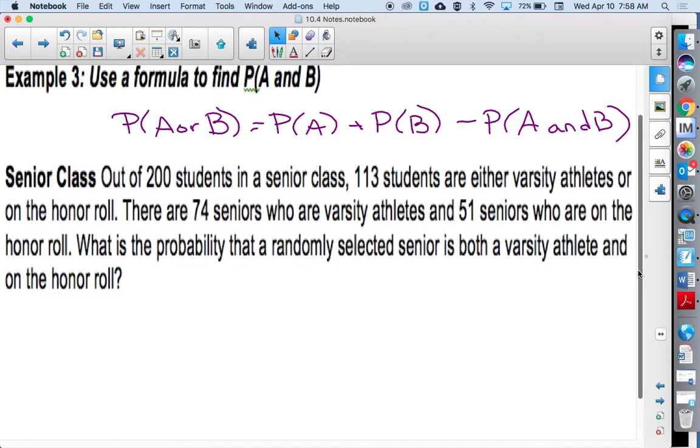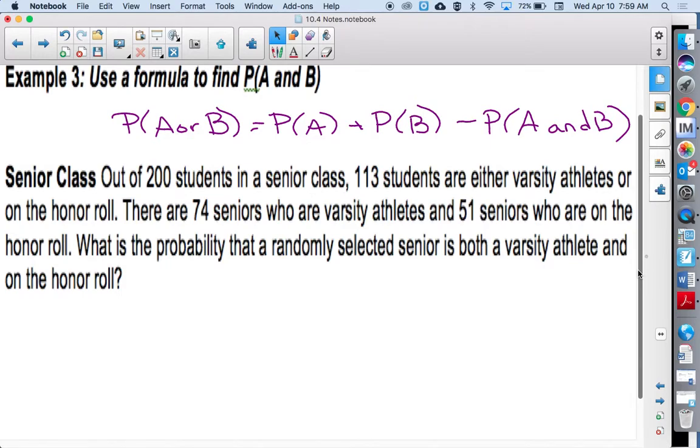So 200 students in the senior class, 113 are either varsity athletes or on the honor roll. 74 seniors are varsity athletes, 51 seniors are on the honor roll. It says find the probability that a randomly selected senior is both an athlete and on the honor roll.